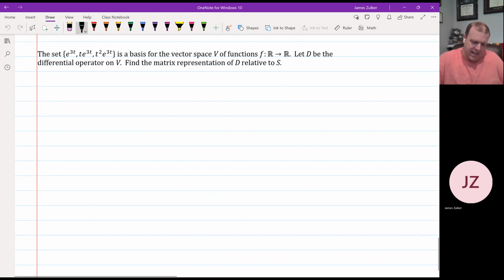Okay, so here we're told the set e to the 3t, t times e to the 3t, and t squared times e to the 3t is a basis of a vector space V of functions from the real numbers to the real numbers. We're going to say D is the differential operator on V. We wish to find the matrix representation of D relative to S.